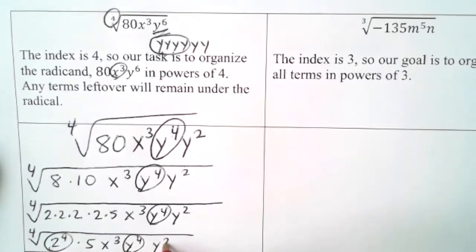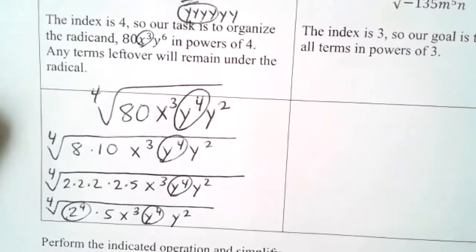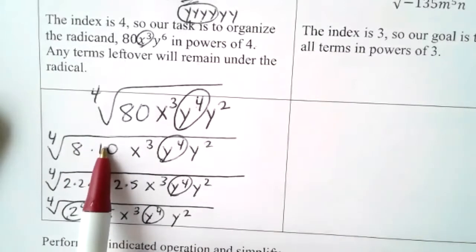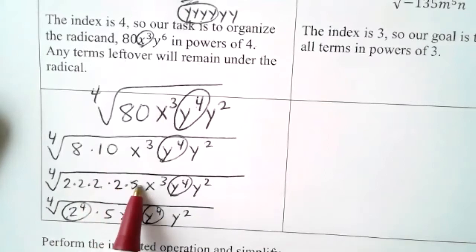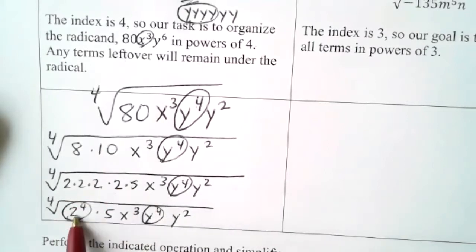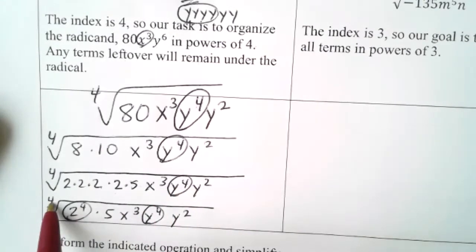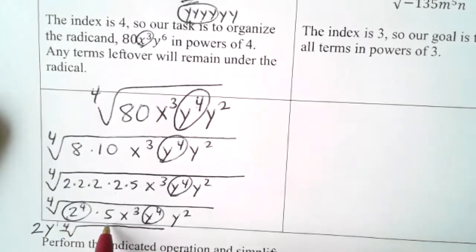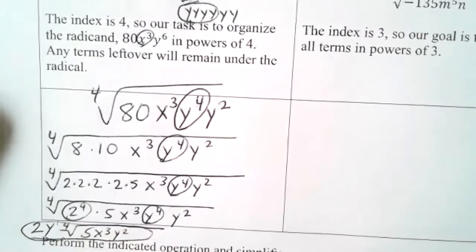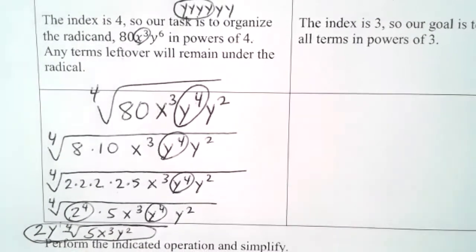We'll get faster with this as we go. I'm just trying to show you step by step how this works at first. So 80 is 8 times 10, 8 is 2 times 2 times 2, 10 is 2 times 5. We have 4 2's combined right here, and we have 4 y's combined. So that means 4 divided by 4, you pull out your 2, and that's 1 power. And then 4 divided by 4, that's y to the 1 power. Now we're still fourth rooting everything else underneath, and we have 5x to the third, y to the second, and then we're done. Okay, so that's how you answer that question there.